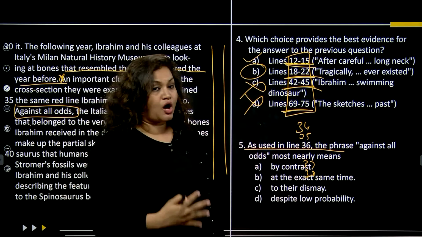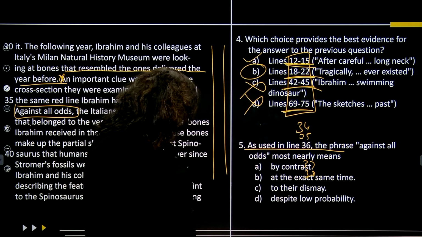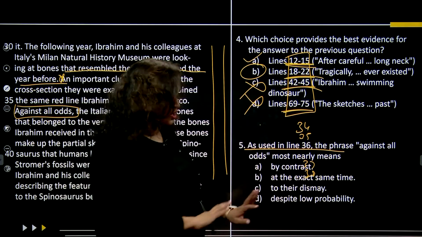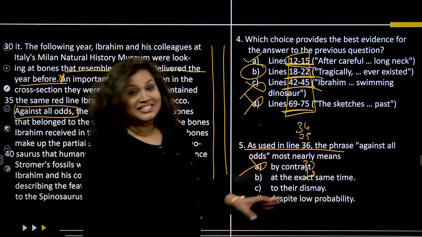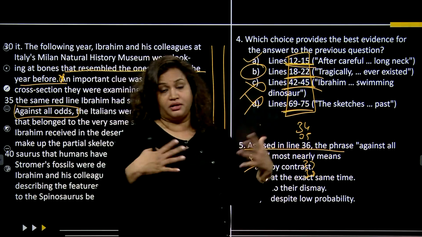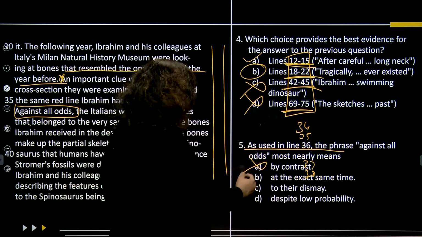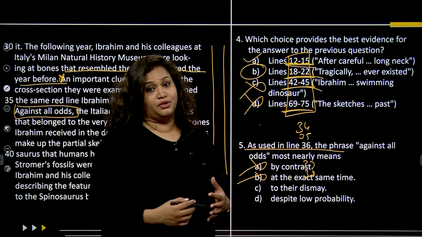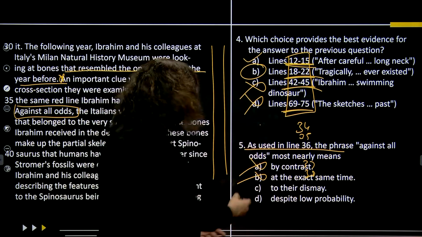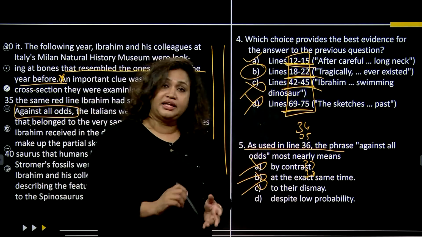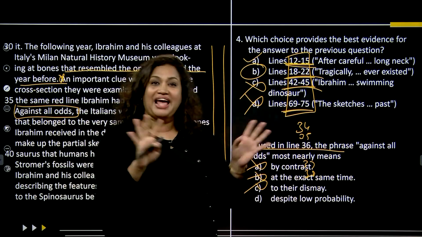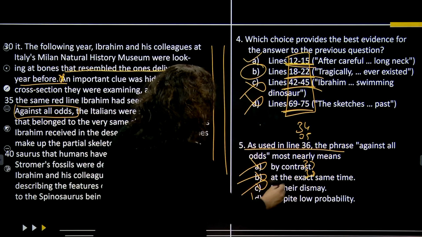Against all odds. Here, by contrast, definitely is not the right answer, so I remove it. At the exact same time, no, against all odds we are not talking about that, because they have not retrieved the thing immediately, so at the same time is not the right answer. To their dismay, no. To their dismay, because they did not expect anything, so there is no question that they will have dismay either, so this also goes. Therefore, the only thing that is left is D, and in D, against all odds means despite low probability, which have a similar meaning, so we go with this.